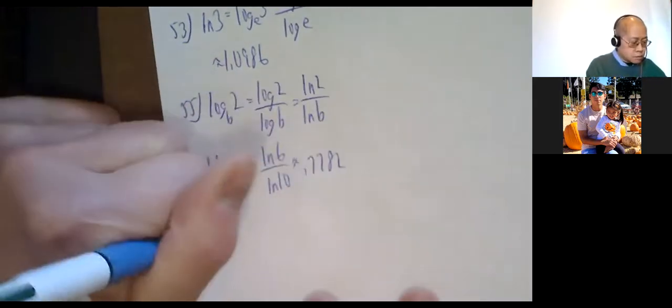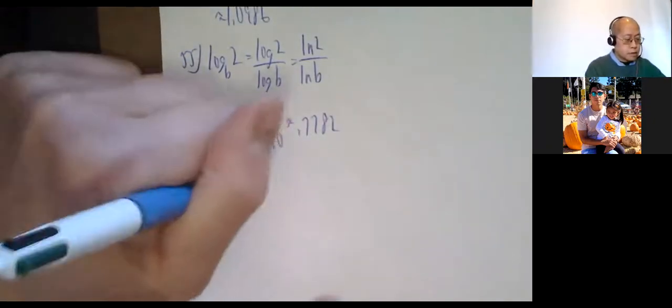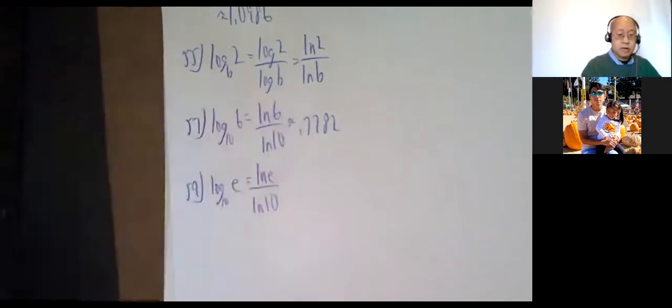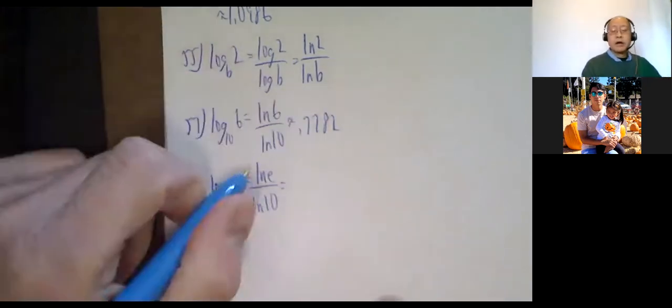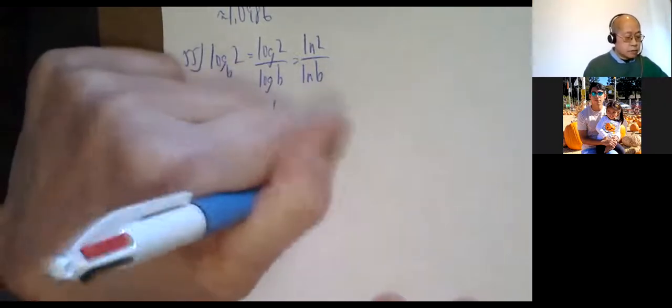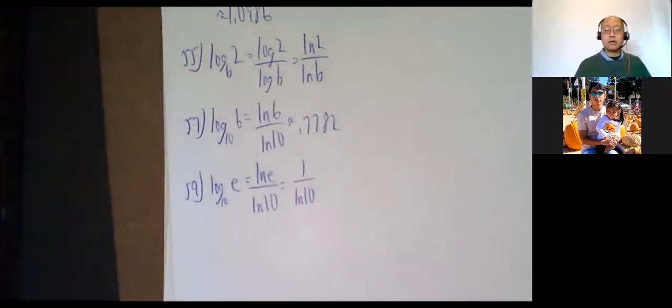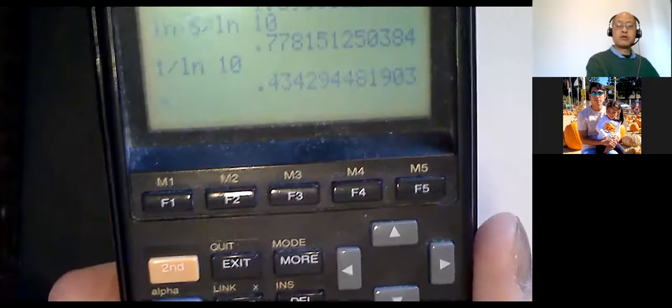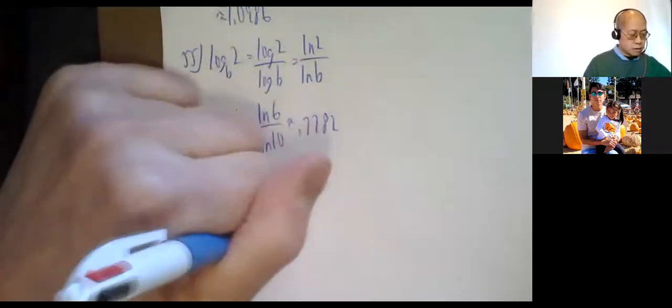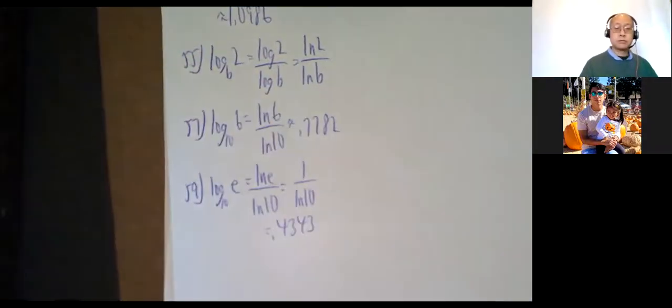Okay, 59, log base 10 of e. Okay, that's ln e over ln 10. We already know ln e is 1 divided by natural log of 10. Okay, so 1 divided by ln 10, 1 divided by ln 10, 0.43429. Call it 0.4343. And that's it.